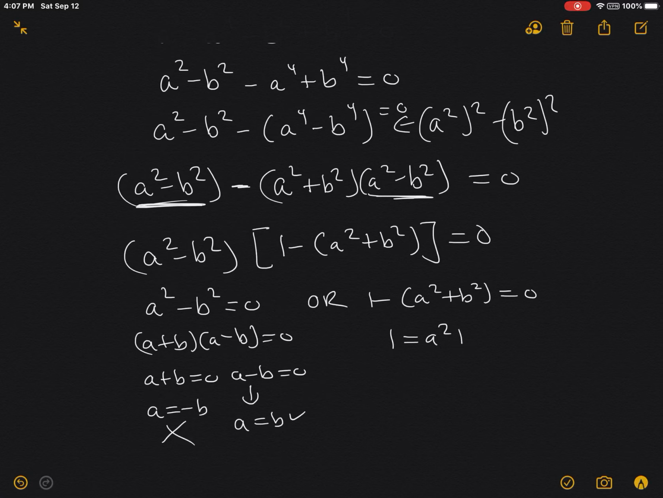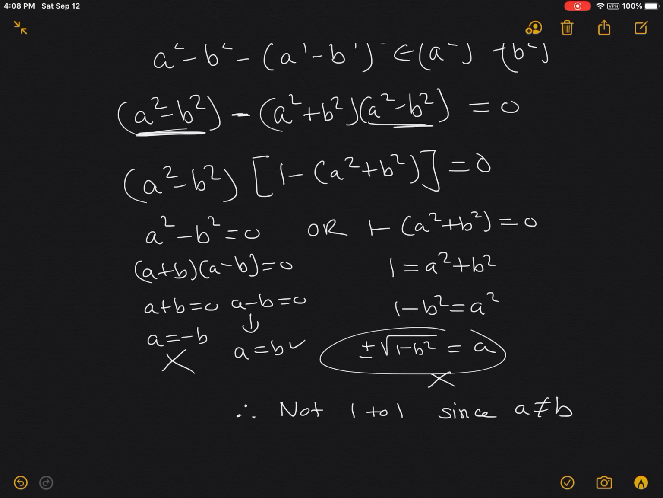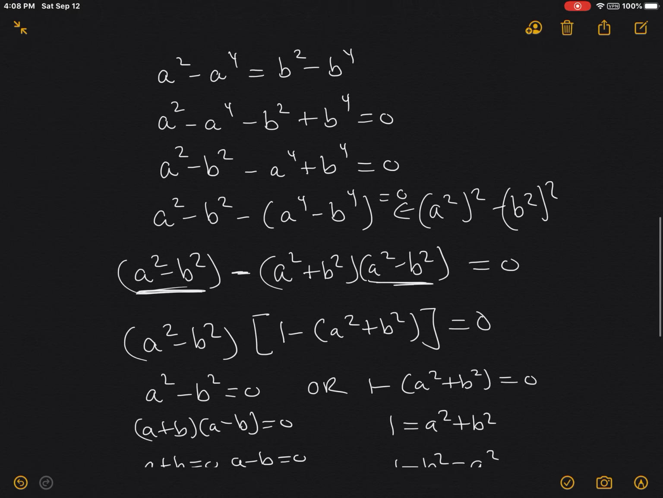You could also see over here that if I were to move this over and get a squared by itself, a squared is equal to 1 minus b squared, and you take the square root of both sides, a is going to equal plus or minus. This is no good. So you could say, therefore, not one-to-one, since a does not equal b. Over here, a does not equal b. Over here, a does not equal b.